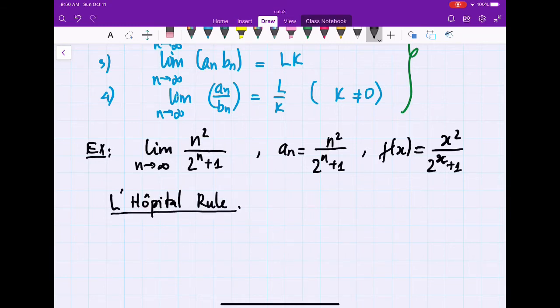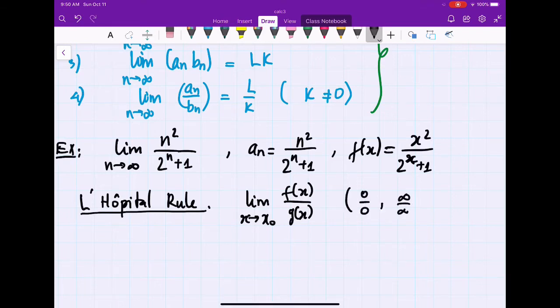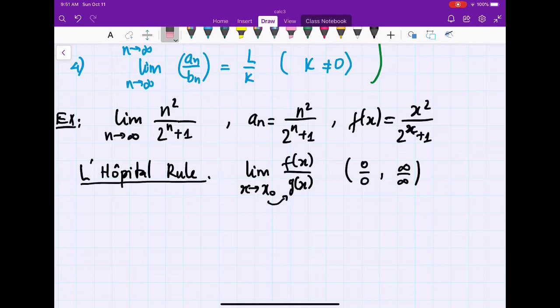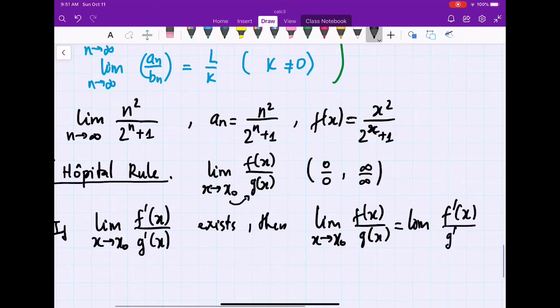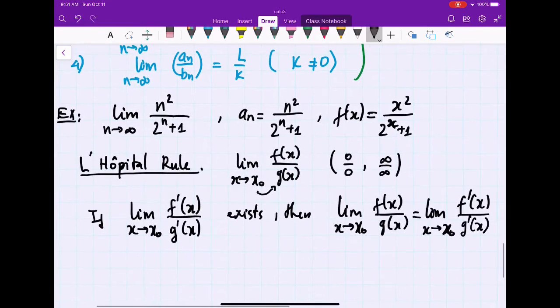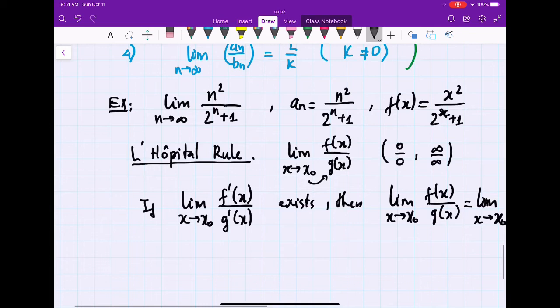So let me remind you. If you consider the limit of f of x over g of x as x approaches x0, and this limit has the form 0 over 0 or infinity over infinity, that means when you plug x0 into these functions you get 0 over 0 or infinity over infinity, then you might need to consider the limit of the derivative of f divided by the derivative of g. Don't forget, this is not the quotient rule. This is just the quotient of derivatives. If the limit of this exists, then the limit of f of x over g of x as x approaches x0 is equal to the limit of f prime of x over g prime of x. I repeat again, this is not the quotient rule.